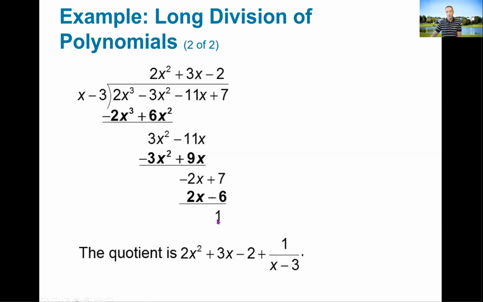Now, the way we write our final answer, this original problem, 2x cubed minus 3x squared minus 11x plus 7 divided by x minus 3.